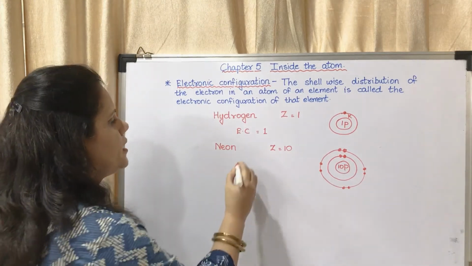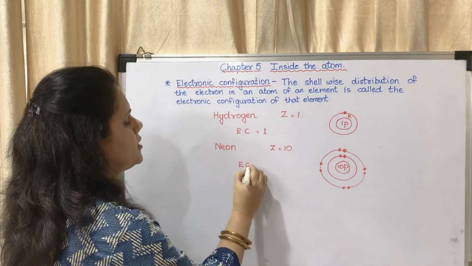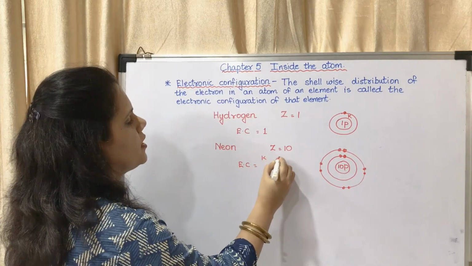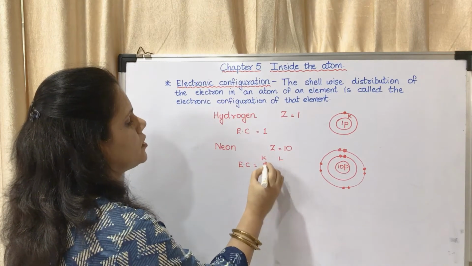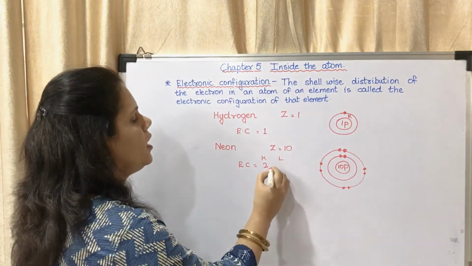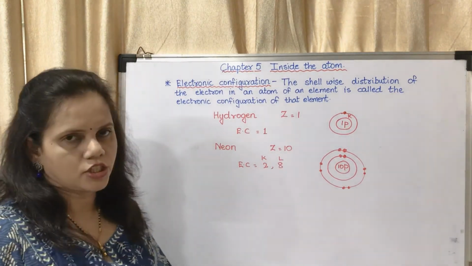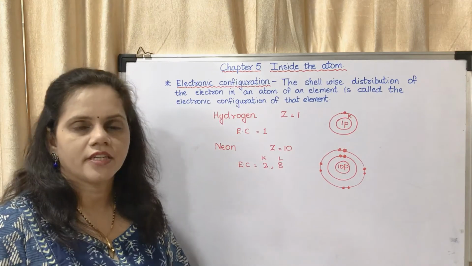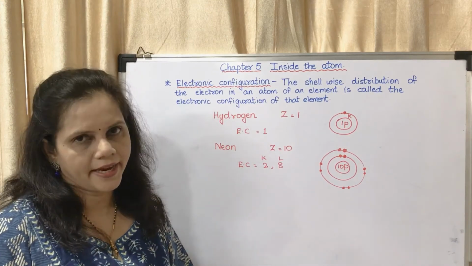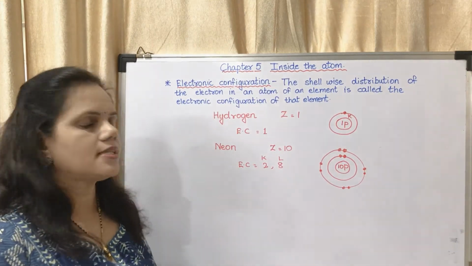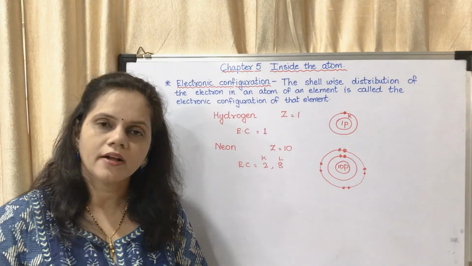So what will be its electronic configuration? Its electronic configuration is K and L: first 2 in the first shell and 8 in the second shell. So its electronic configuration will be 2, 8. This is how you write the electronic configuration.